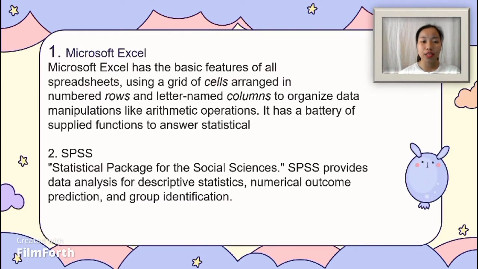Microsoft Excel has the basic features of all spreadsheets, using a grid of cells arranged in numbered rows and letter-named columns to organize data and perform manipulations like arithmetic operations. It has a battery of supplied functions to answer statistical questions. Second, SPSS, Statistical Package for the Social Sciences. SPSS provides data analysis for descriptive statistics, numerical outcomes, predictions, and group identifications.